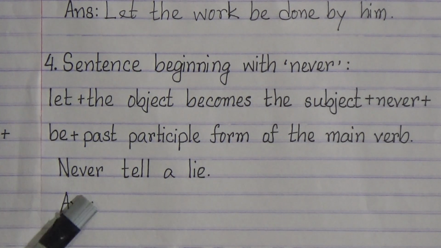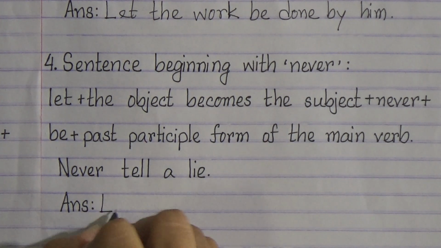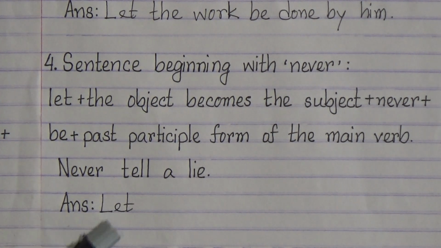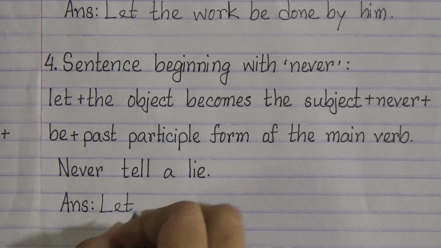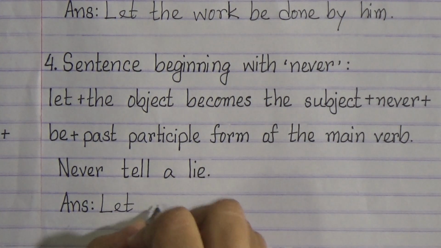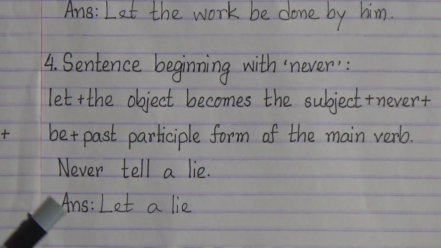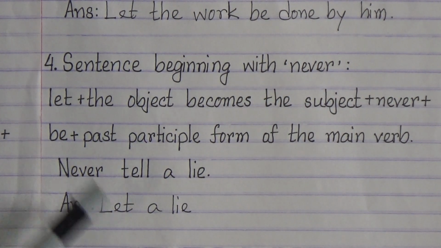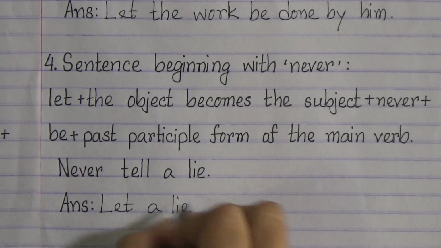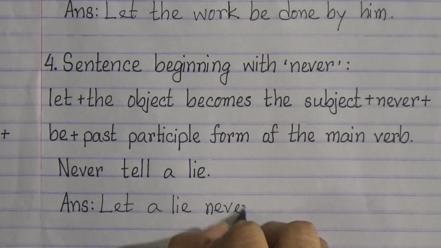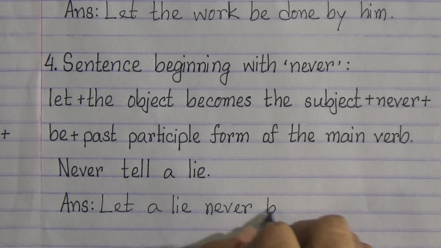So we will start our passive sentence with let. Let, then the object becomes a subject, that means a lie. Our subject is a lie. Let a lie. Then we will write never. Let a lie never. Then we will write be. Let a lie never be.